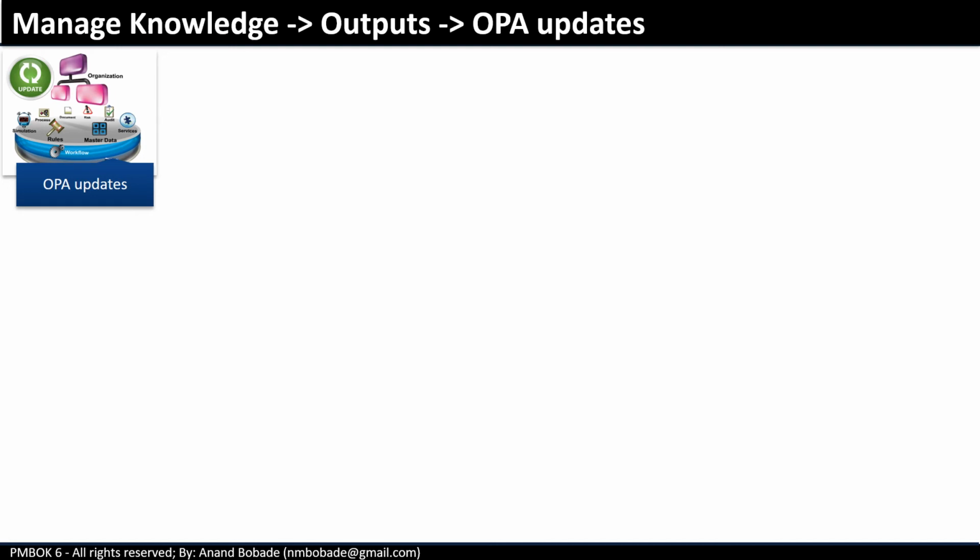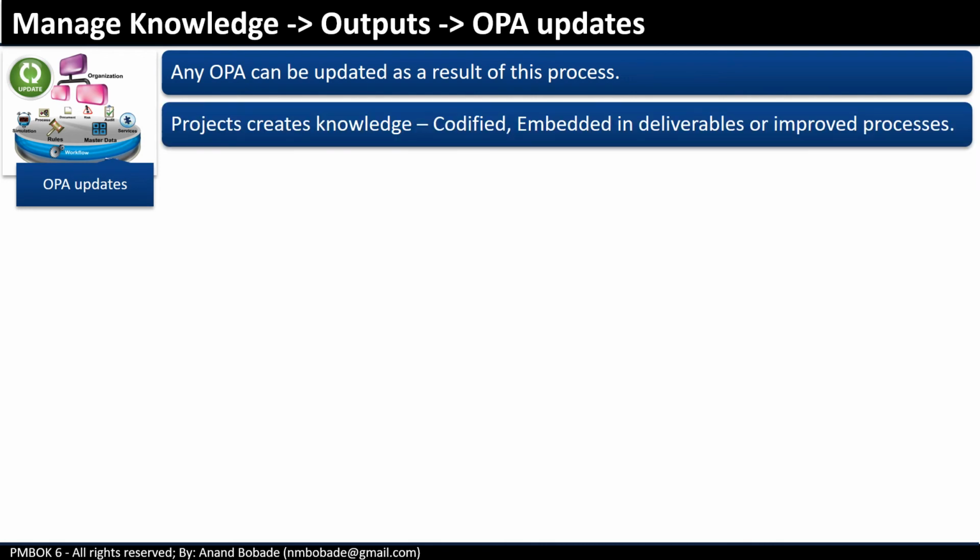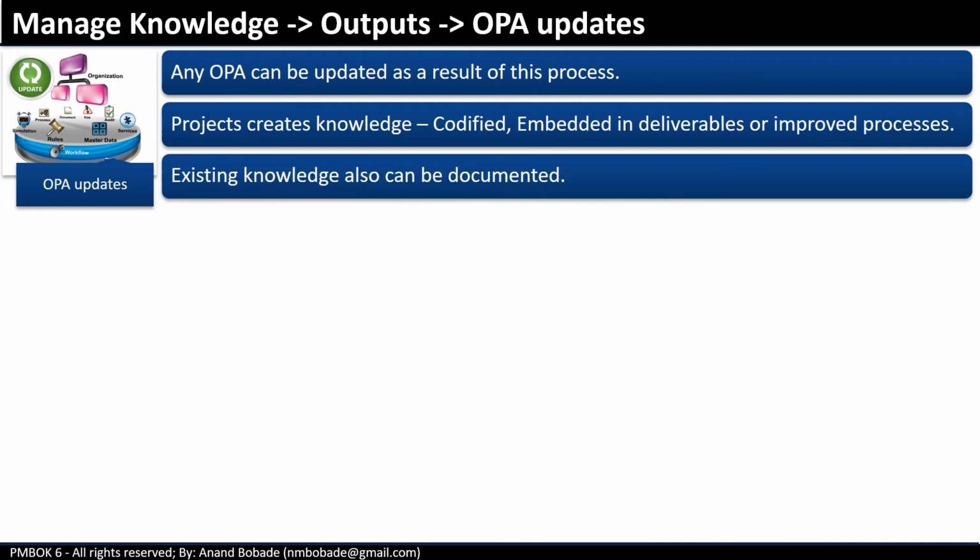Organizational process asset updates. Any OPA can be updated as a result of this process. All projects create new knowledge. It can be codified in the form of a lesson learned document, embedded in deliverables, or in improved processes. Existing knowledge also can be documented.